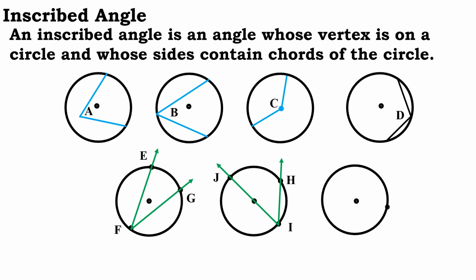Then we have another circle, and let us draw another angle inside the circle. Now we have angle KLM. Angle KLM is an inscribed angle and its intercepted arc is arc KM. The center of the circle is in the exterior of the angle. So wala siya sa loob ng angle. Nasa labas siya ng angle.